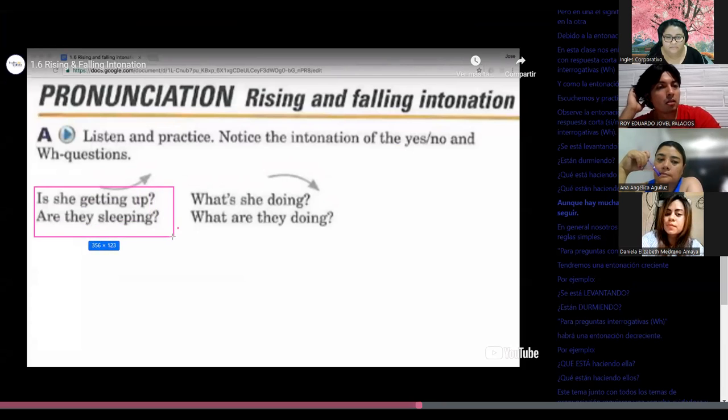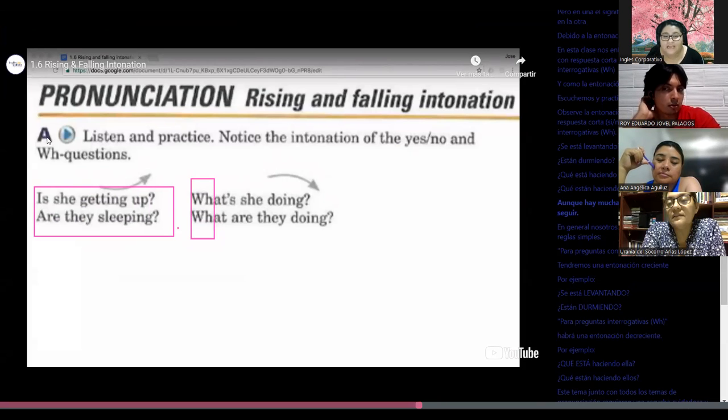Is she getting up? Are they sleeping? Entonces, usualmente estas tienen una entonación más elevada, right? Y las otras, las que van con WH, ¿qué sucede? Con la intonation, la entonación baja al final. Ajá, no es tan pronunciada. No es tan alta, ajá, como la del yes or no.